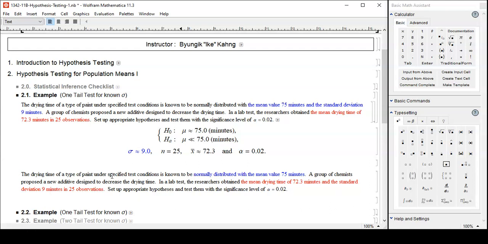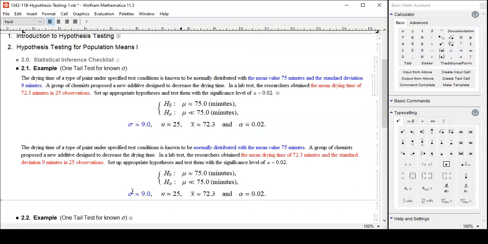So the original distribution is normal with a mean of 75 minutes. And then blah, blah, blah. The mean drying time of 72.3 minutes and the standard deviation 9 minutes in 25 observations. This problem did not specify this is sample standard deviation, yet still you should see that you're talking about the sample standard deviation this time. Why?